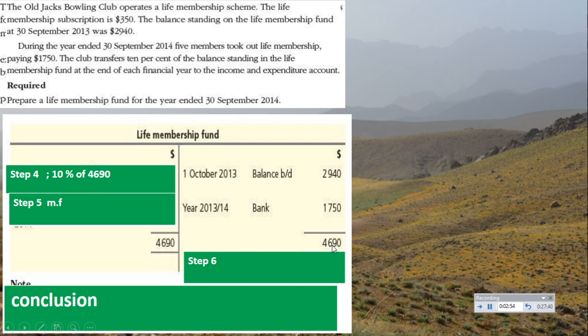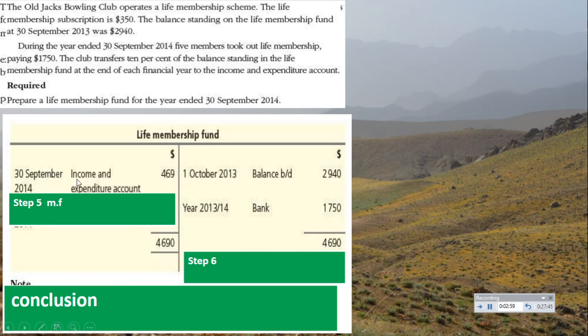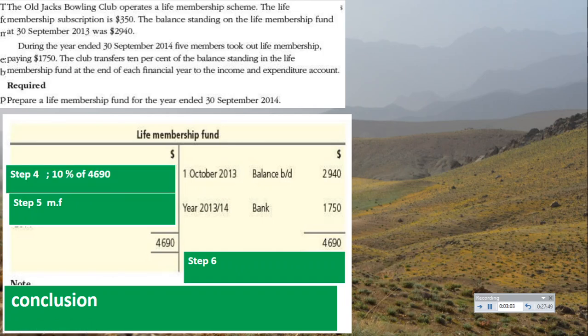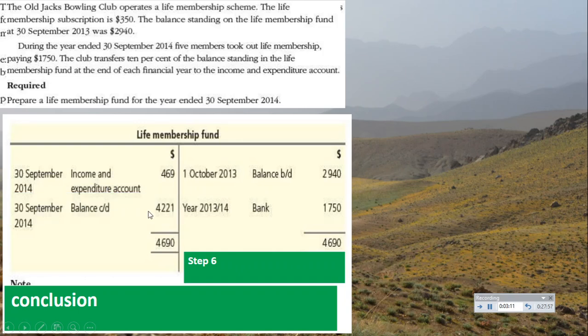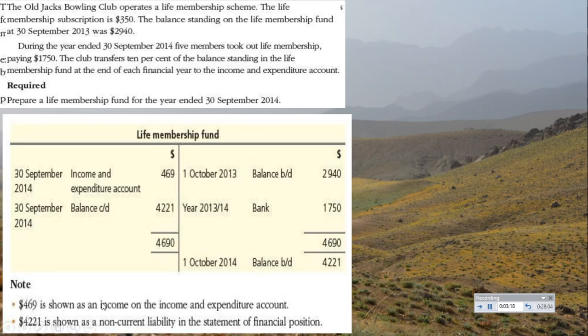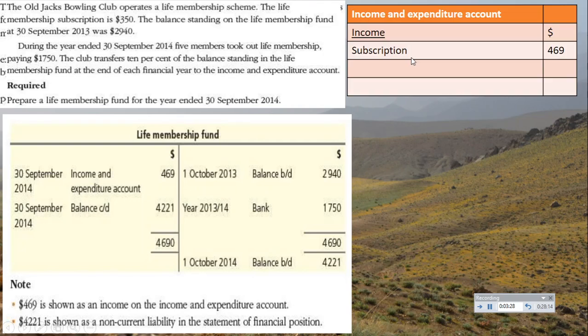So the 10% of this has to be transferred to your income and expenditure account as an income. So 10% of 4690, remove 0, is your 469. That goes on the income and expenditure account. And then the missing figure, balance CD, goes as balance BD for the beginning of next year. So in conclusion, the 469 is shown as income on the income and expenditure account, and 4221 is shown as non-current liability in the statement of financial position.